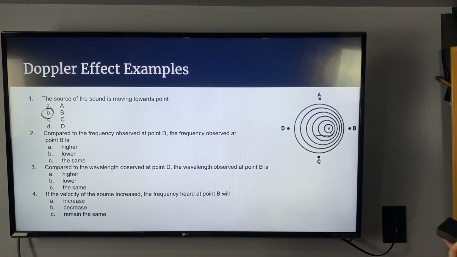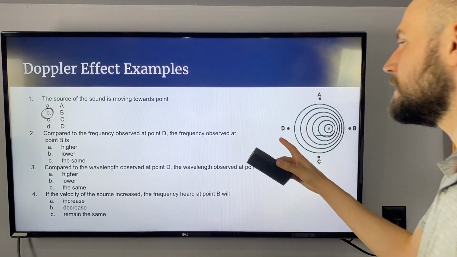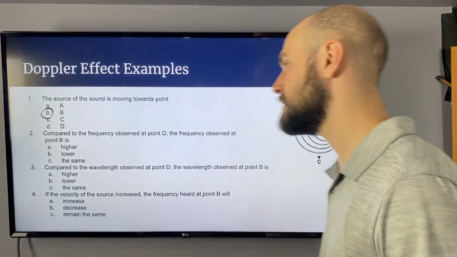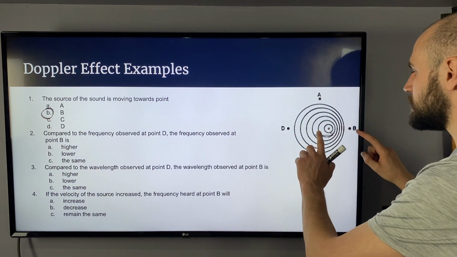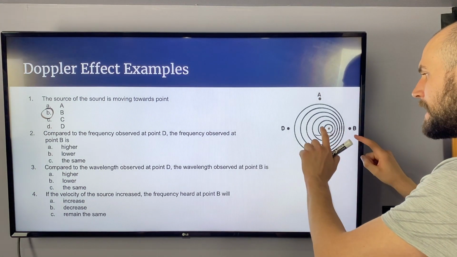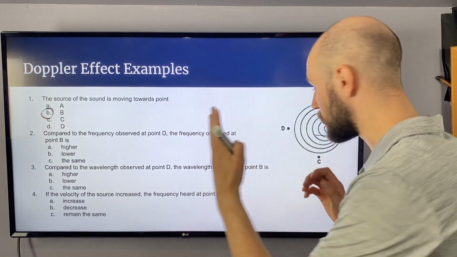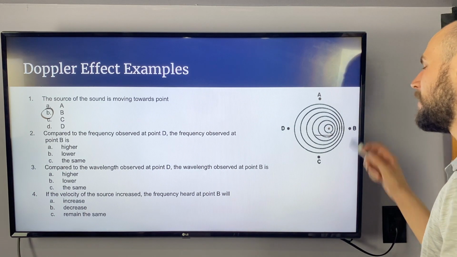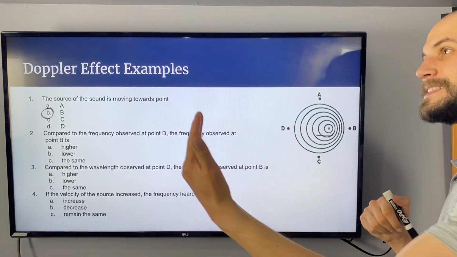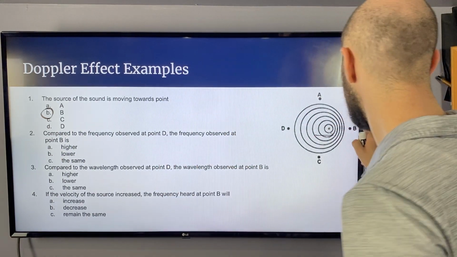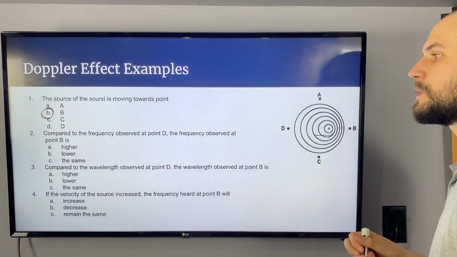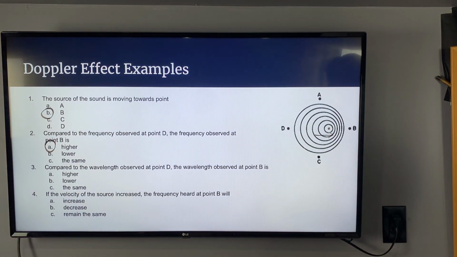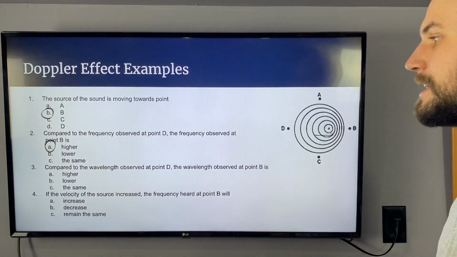Okay. Now comparing the frequency observed at point D, the frequency observed at point B is higher, lower, or the same? Well, the source and the observer are heading closer and closer to one another. And as you can see, like I said before, those waves are crowded on top of one another. So we have a higher observed frequency over here at B. B is kind of like as the siren heads in, we hear that higher pitch, where D is the lower pitch once it passes by. So point B is higher. It observes a higher pitch than the actual source that's creating that sound.